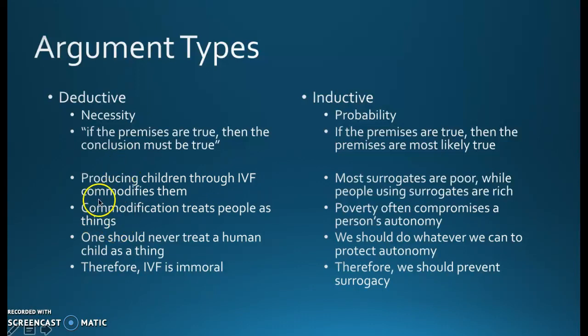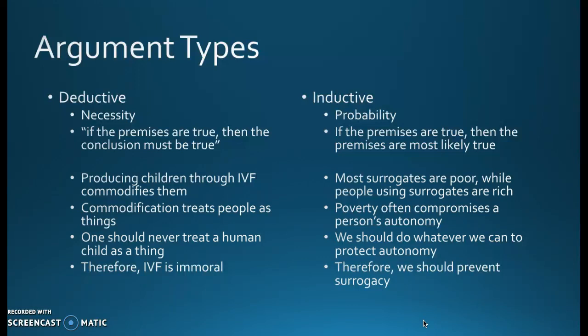Okay. So in order to have a conclusion that is a moral claim, that you're saying something is right or wrong, at least one of the premises must be a moral claim. And of course, one of them presumably is going to be a statement of fact. This is necessary. These premises cannot be true and the conclusion false. In an inductive argument, the premises can be true and the conclusion false. And so what we're looking for is a very strong likelihood that these premises mean that this is true.